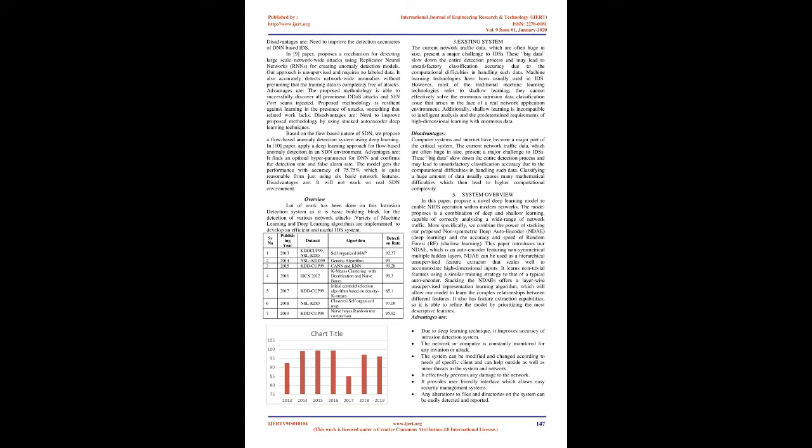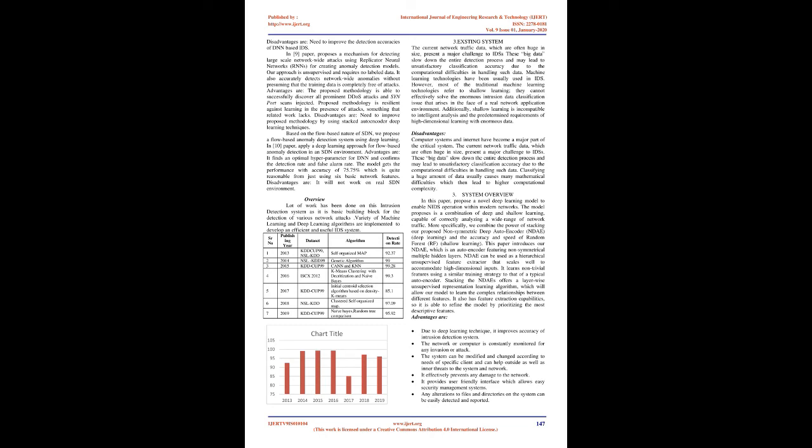1, 2013, KDD CUP 99, NSL KDD, self-organized map, 92.37. 2, 2014, NSL KDD 99, genetic algorithm, 99. 3, 2015, KDD CUP 99, CAN and KNN, 99.28. 4, 2016, ISCX 2012, K-means clustering with discretization and naive Bayes, 99.3.